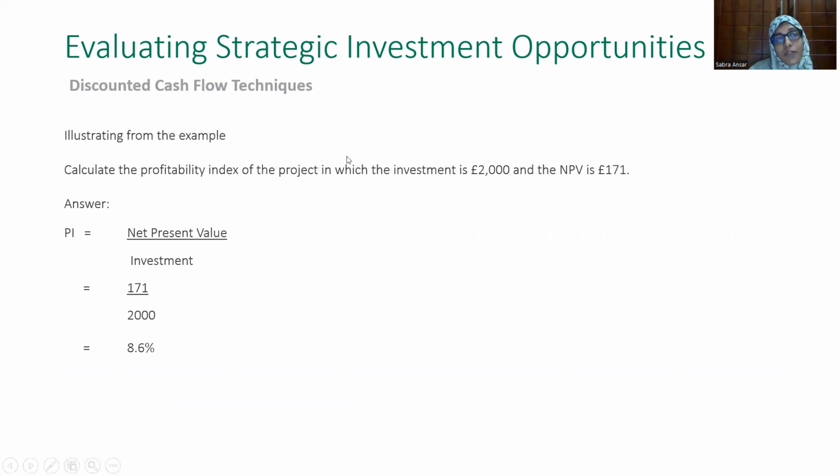So here, calculate the profitability index of the project in which the investment is 2,000 and the NPV is 171 pounds. So NPV is 171, divided by 2000, which is the investment amount. If that is so, the profitability index would be 8.6. The same thing, if the NPV amount here is not 171, it is 200, and the investment amount is 2000, then obviously the PI will be higher. Okay.